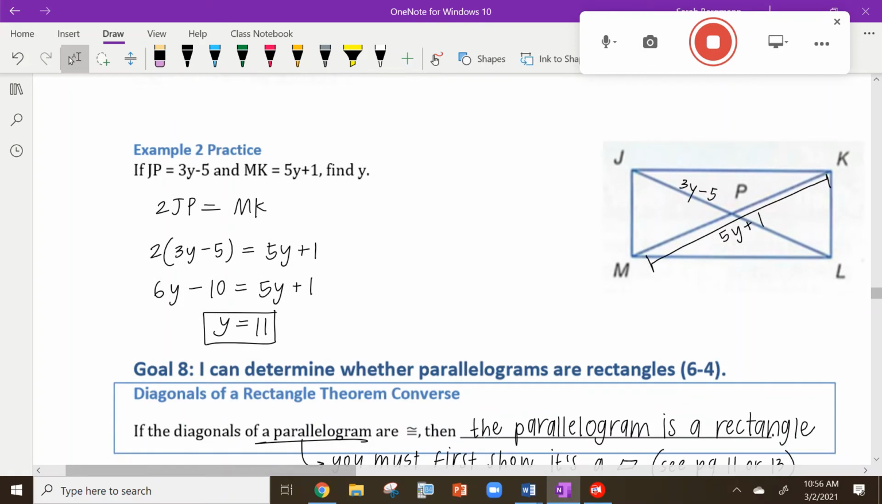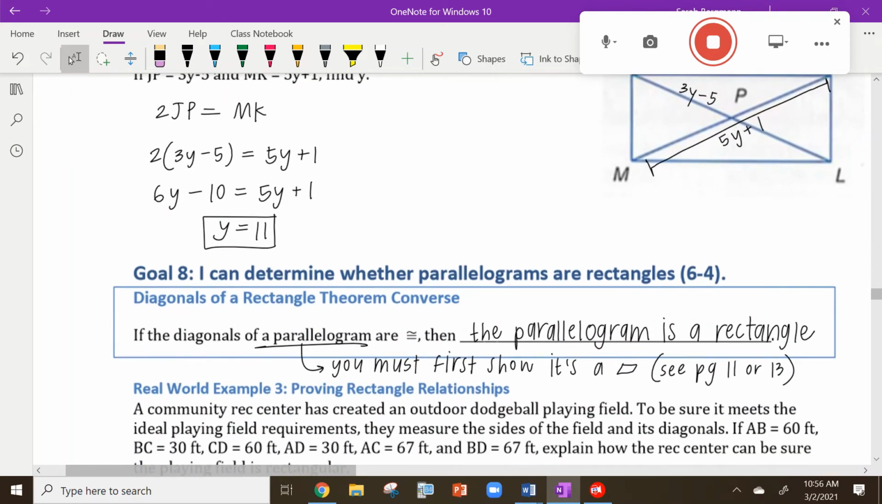Now let's talk about deciding whether parallelograms are rectangles or not. This is called the diagonals of a rectangle theorem converse. It says if the diagonals of a parallelogram are congruent, then the parallelogram is a rectangle.